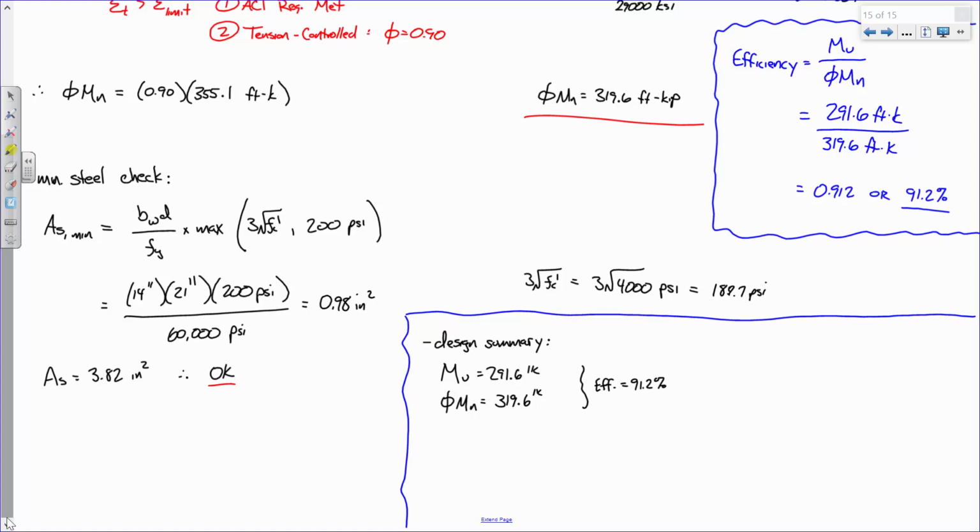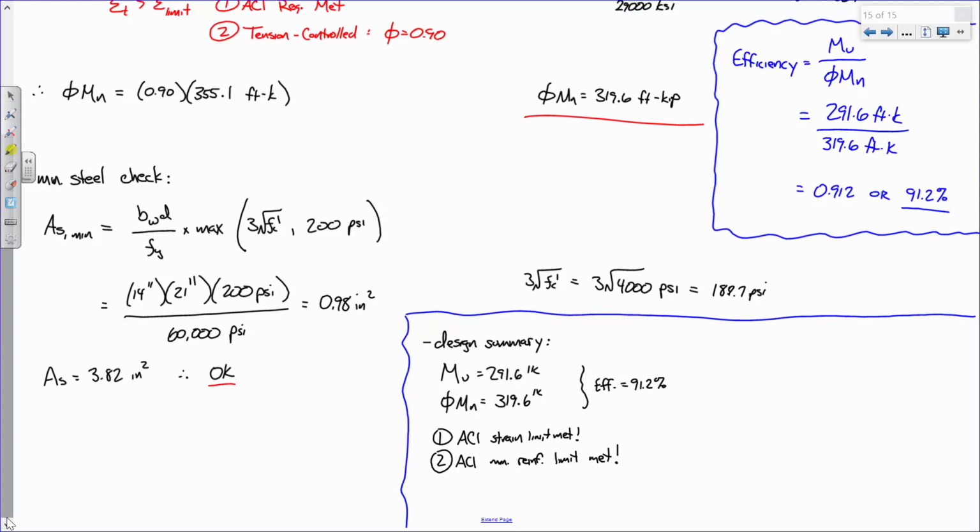Okay? We know also two other things. ACI strain limit met, and we know that ACI minimum reinforcement limit met. Those were really the two key values that we had to check for our design.